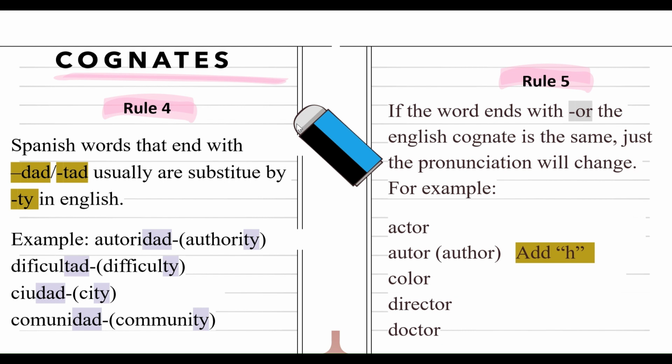Just we eliminate the H. As I already mentioned, there are no words with TH in Spanish. The next one, color, color. Director, director. Doctor, doctor. As you can see, all the words are the same in English and Spanish, right? Just the pronunciation changes.